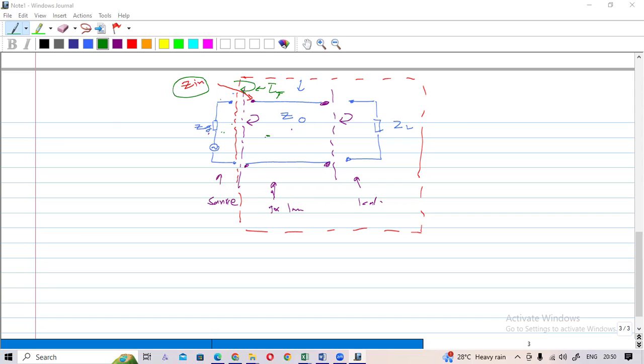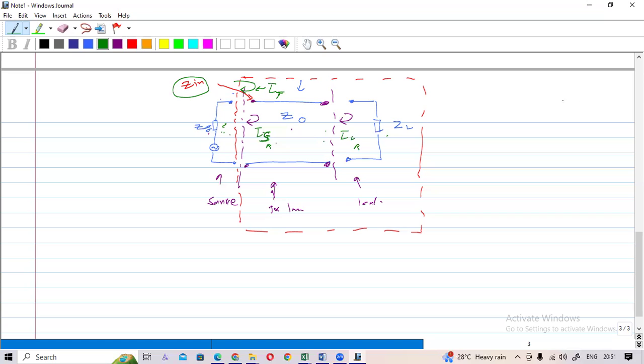And here you have considered only the generator and transmission line. So let's say that is tau S. Here you have considered the transmission line and the load, that is tau L. These are called partial reflection coefficients. This is total. Why is this called partial? Because you have considered only part of the circuit, Zg and Z naught. Here also Z naught and ZL. But here you have considered the whole circuit. So that is the total reflection coefficient, and these are partial reflection coefficients.